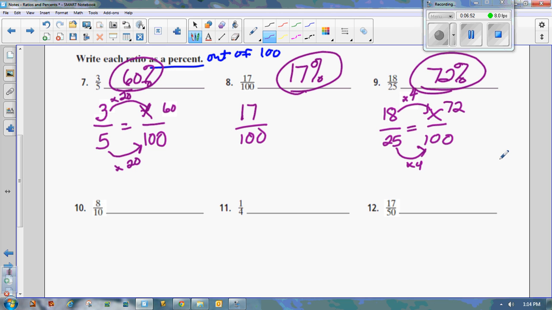I want you to take a couple minutes, pause the video, and change 10 through 12 into percents.